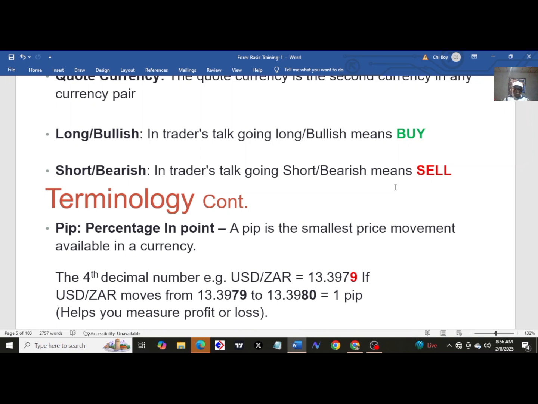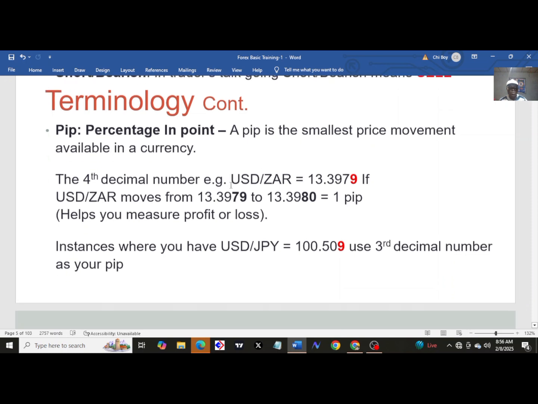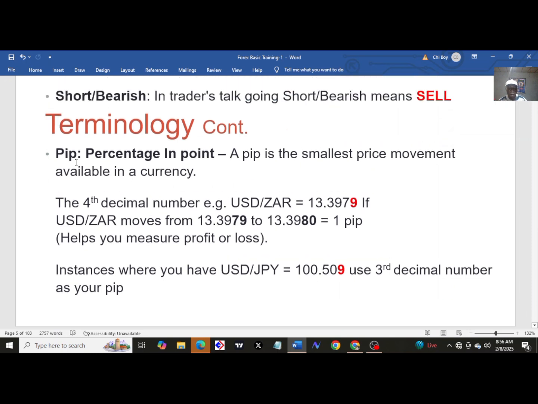So when you hear long, don't be confused. They actually tell you to buy. When you see a short, they actually short this market. They actually tell you to sell the base currency. So we have other terminologies, which is what?